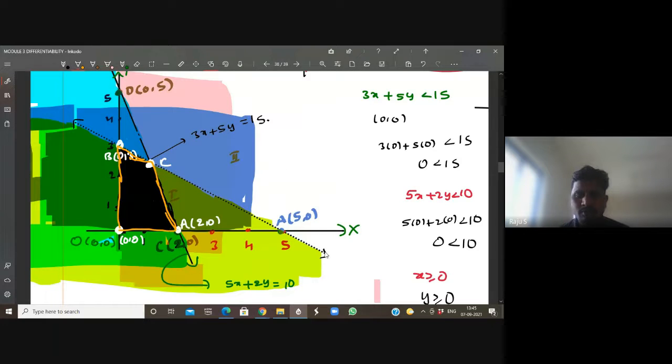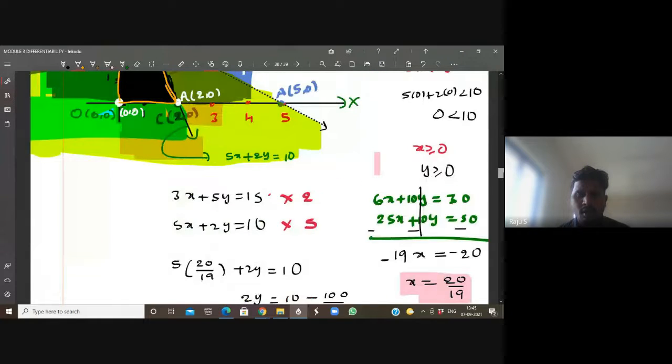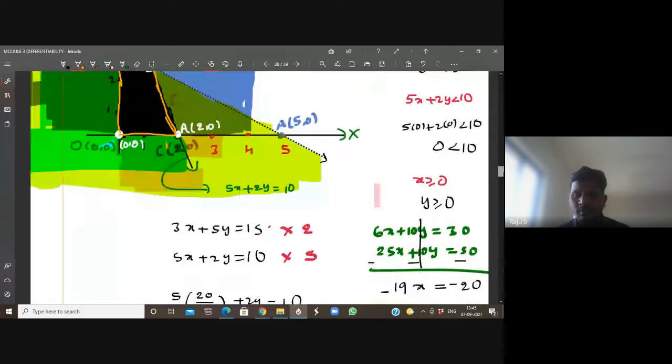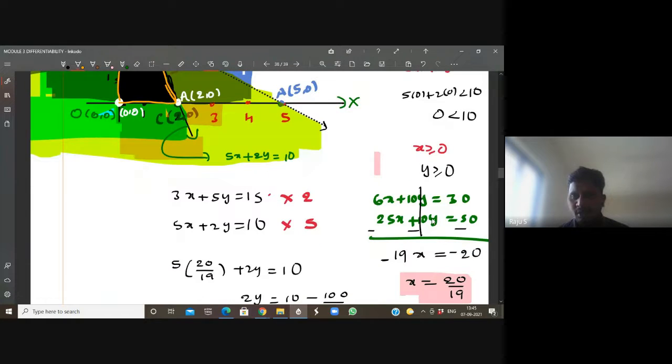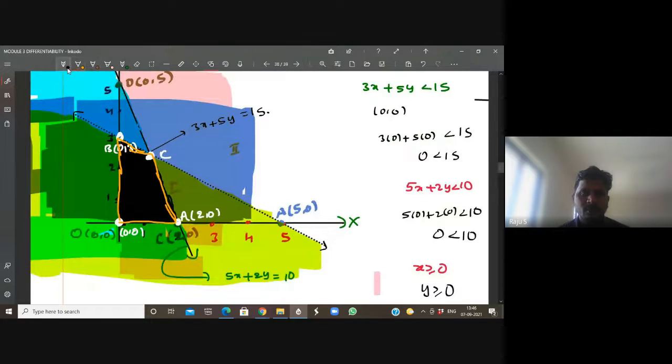Now solve both the equations, 5x plus 2y is equal to 10 and 3x plus 5y is equal to 15. I multiplied by 2 and by 5 here. So we get the equations 6x plus 10y is equal to 30 and 25x plus 10y is equal to 50. Subtract both equations, 10y and 10y cancel. Minus 19x is equal to minus 20. So the x value is 20 by 19. The y value is 45 by 19. So the point C is here.